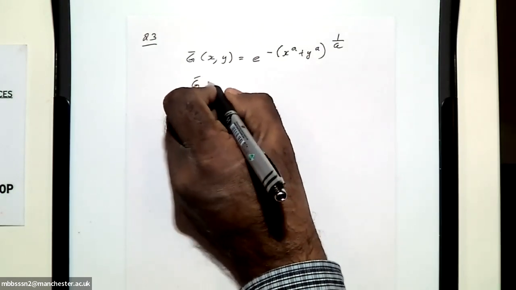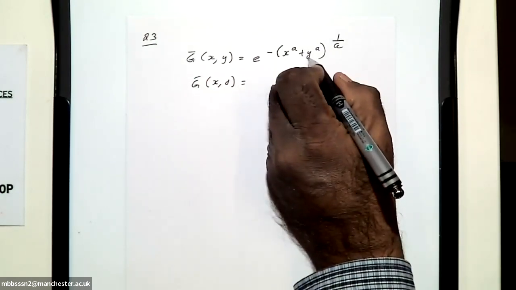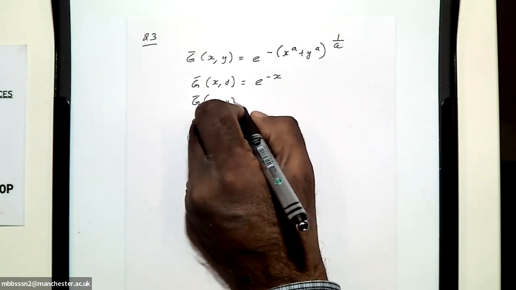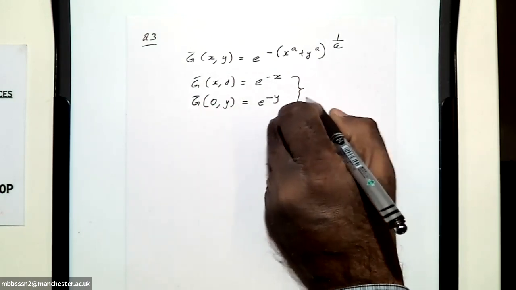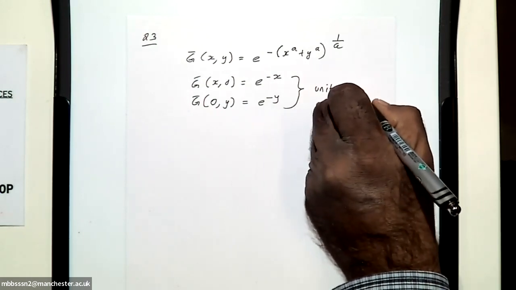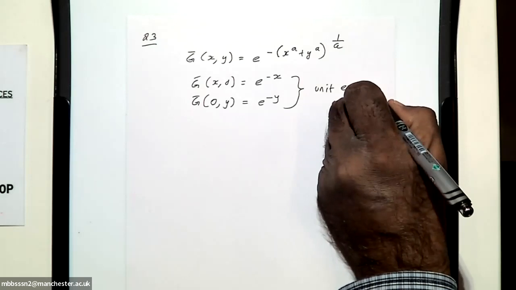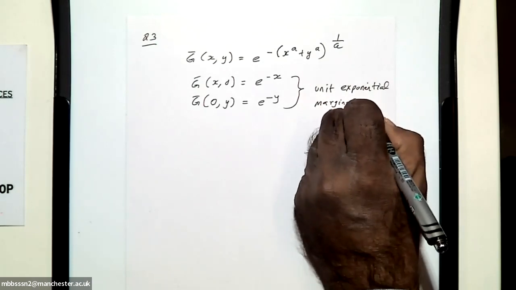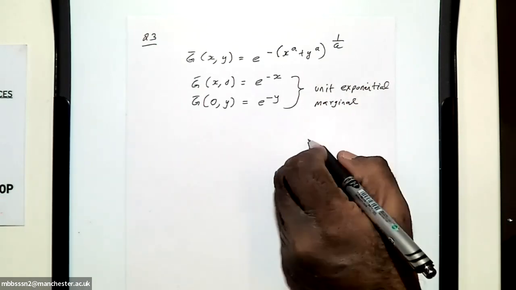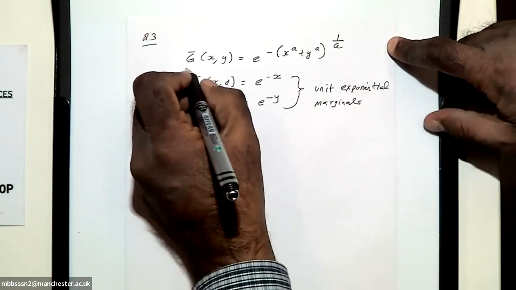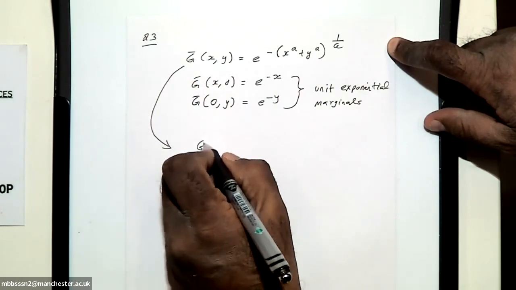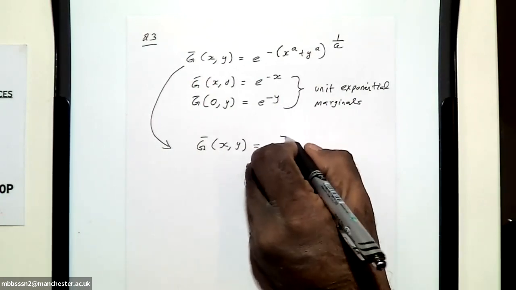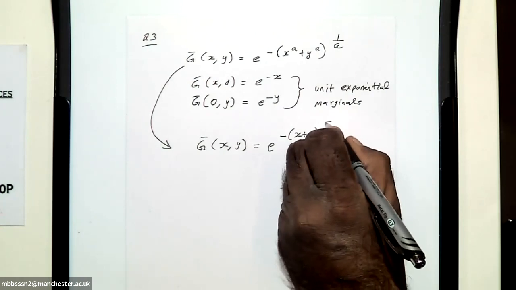So once again, you put y equal to 0 here, you get 0 minus x, and you put x equal to 0, you get 0 minus y, and both these are unit exponential marginals. Right now, this you can write as g dot of x comma y times e to the minus x plus y.